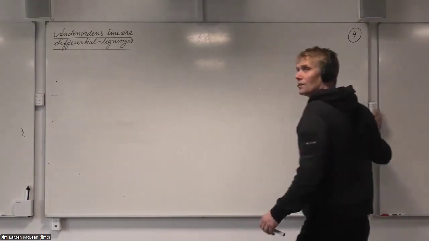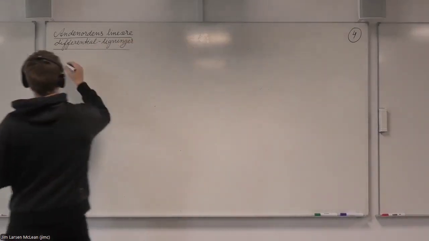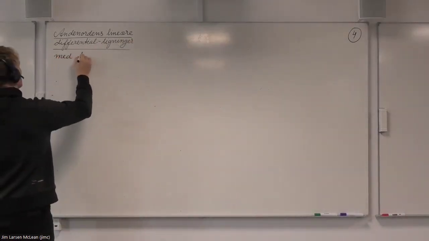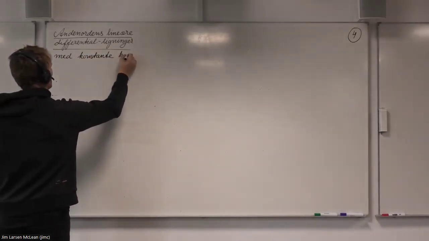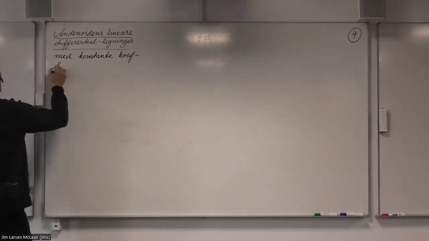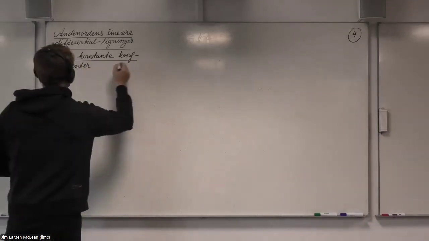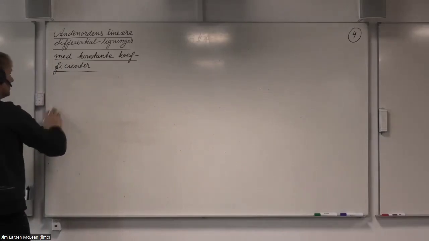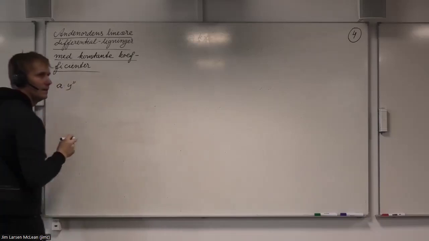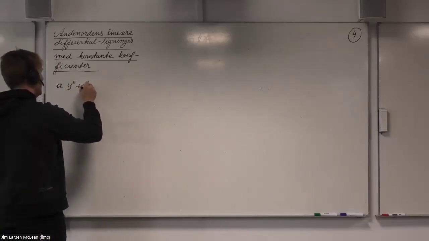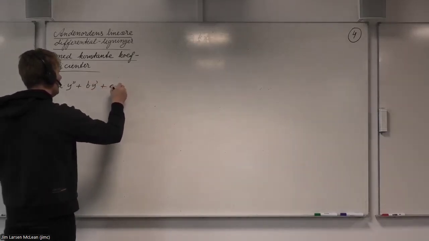Okay, so the title is second order linear differential equations with constant coefficients now. So this headline gets a bit longer. With constant coefficients. This means that such an equation looks like this. Some constant a times y'' plus some constant b times y' plus some constant c times y must equal 0.